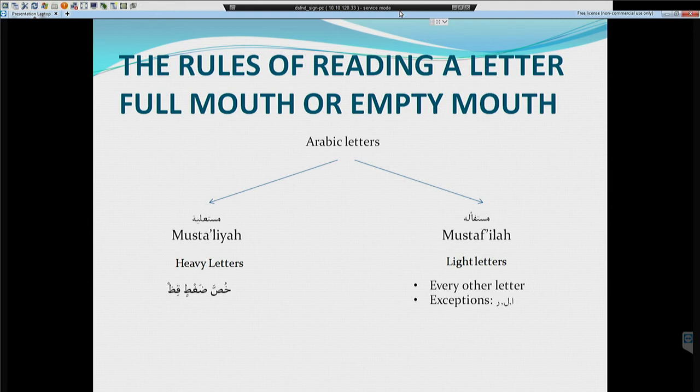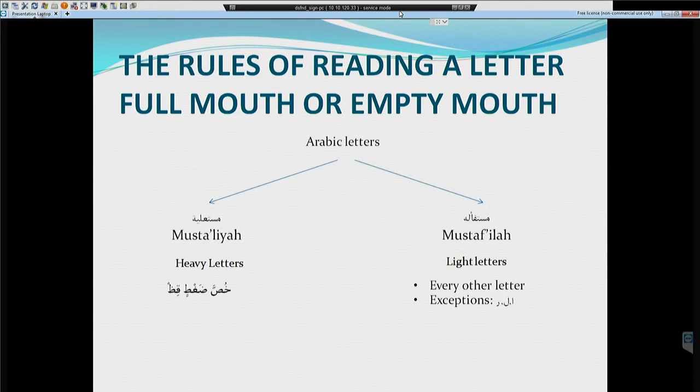For those who are taking notes, I wrote musta'liya in Arabic and in English. Those who are able to write in Arabic can write the Arabic; for those who wish, the transliteration in English is also there. Musta'liya comes from 'ala ya'lu, meaning to be big. So musta'liya means something that is heavy in the science of Tajweed. There's a very easy way to remember the letters. There's a total of 7 letters.